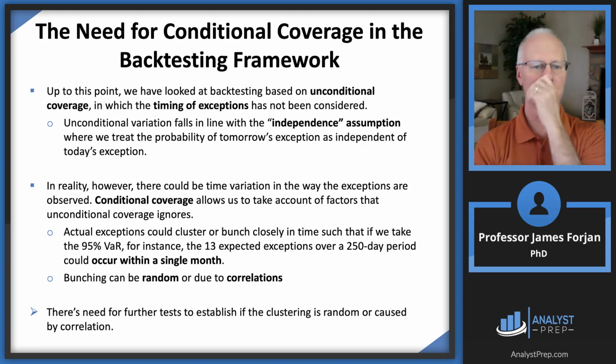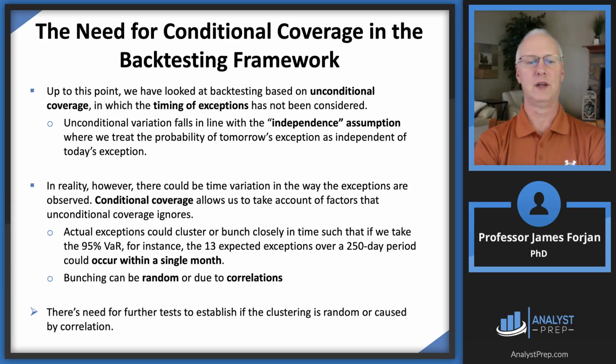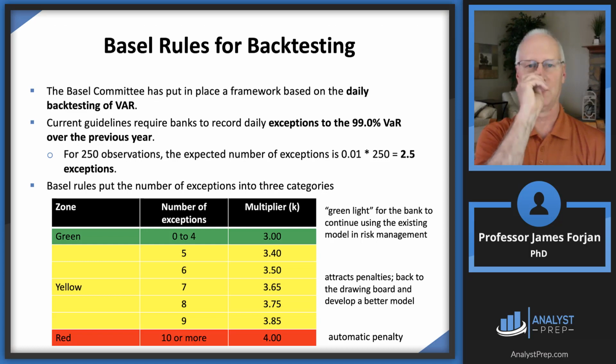So look at what I have in the first circle point there in the middle of the page. Actual exceptions could cluster or bunch closely in time, such that if we take the value at risk at 95%, those 13 exceptions might occur together or within a single month. Now, those can be random, or they can be due to correlations or some other link. And so notice what I have in the last arrow point: further tests to establish if the clustering is random or if it's caused by correlation.